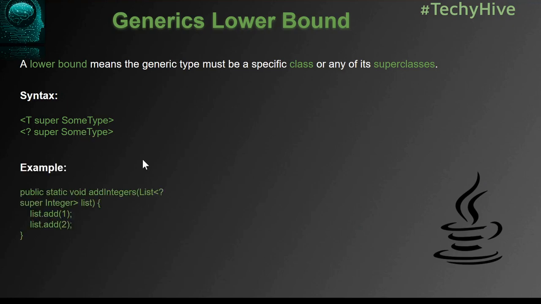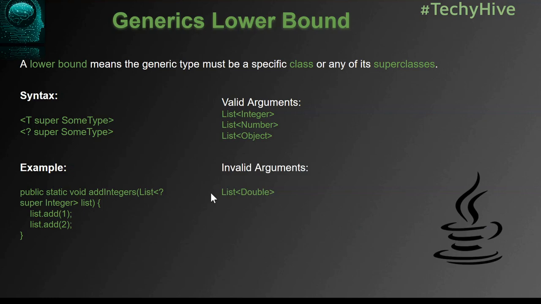And here's a simple example. In this example, we are just passing a list of integers to the method, and then we are updating the list. You can see here, this is the lower bound because we are using super. So anything which is a superclass of Integer can be passed as the argument here. Valid examples: List<Integer>, because Integer can be passed itself, and Number and Object, they are superclasses of Integer. Now invalid argument: List<Double>. Double is not a superclass of Integer, so you cannot pass it to this method.